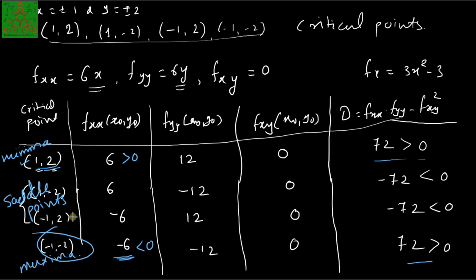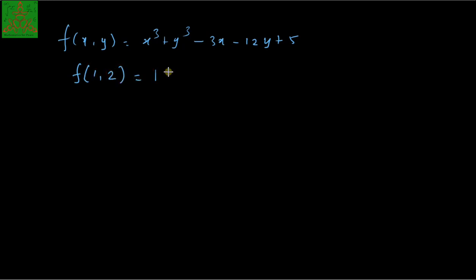If you want to calculate the minimum value of the function, it can be calculated by putting the point (1, 2) into the function f(x,y), which is defined as x cubed plus y cubed minus 3x minus 12y plus 5. If you substitute the point (1, 2), it gives you 1 plus 8 minus 3 minus 24 plus 5. Therefore this gives you 14 minus 27, which is minus 13. And so this is the minimum value of the function.